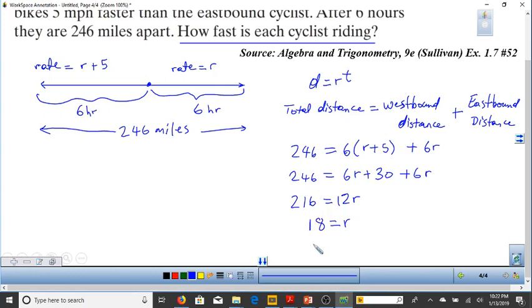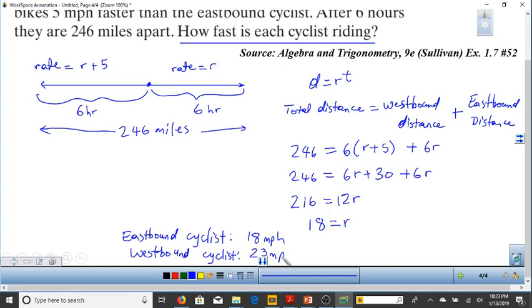So the rate, the speed, of the eastbound cyclist, let me just see if I can write it here. So the eastbound cyclist is going 18 miles per hour, and the westbound cyclist is going 5 miles per hour faster, which would be 23 miles per hour. And we can check that.